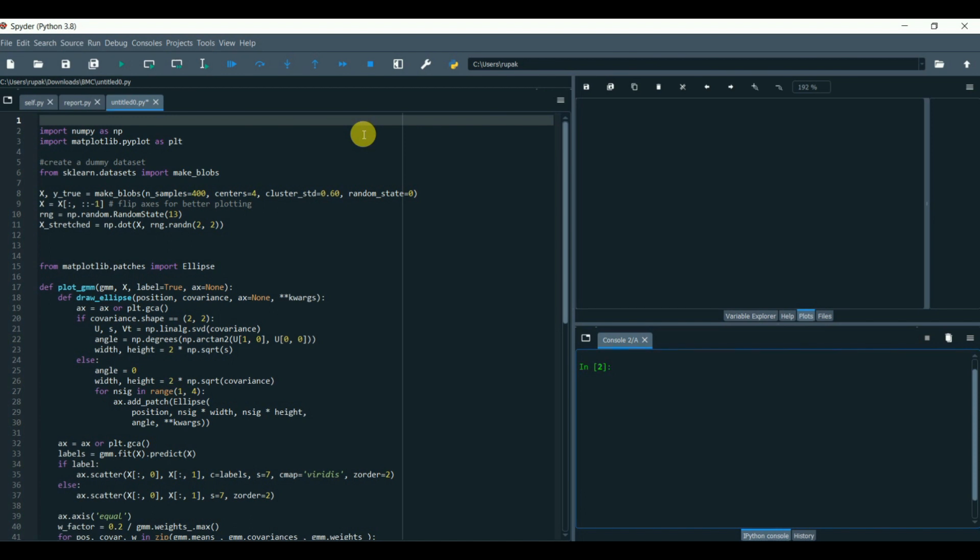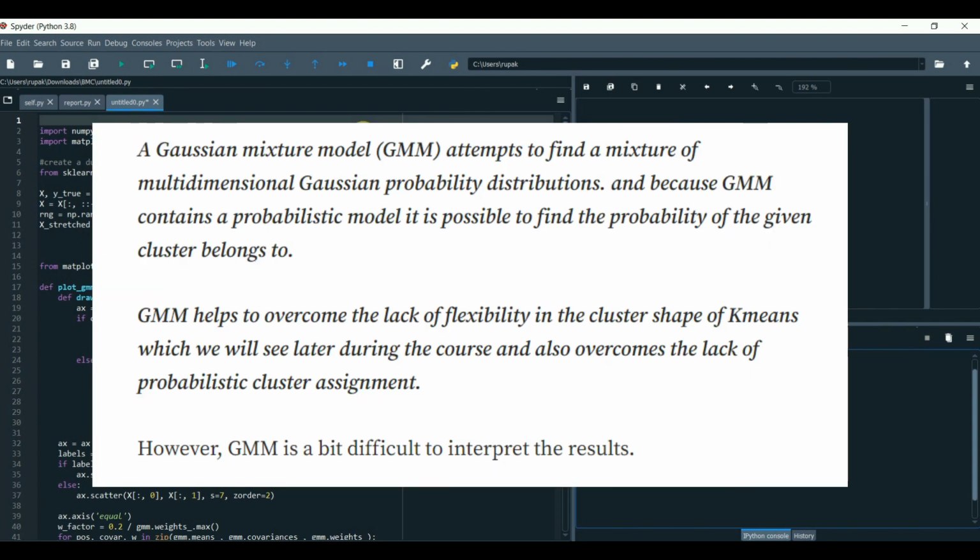Let's get into the hands-on with the GMM to find the clusters. A Gaussian mixture model, GMM, attempts to find a mixture of multidimensional Gaussian probability distributions, and because GMM is a probabilistic model, it is possible to find the probability of which cluster a given point belongs to. GMM helps to overcome the lack of flexibility in the cluster shape of K-means, which we will see later during the video, and also overcomes the lack of probabilistic cluster assignment. However, GMM is a bit difficult to interpret.